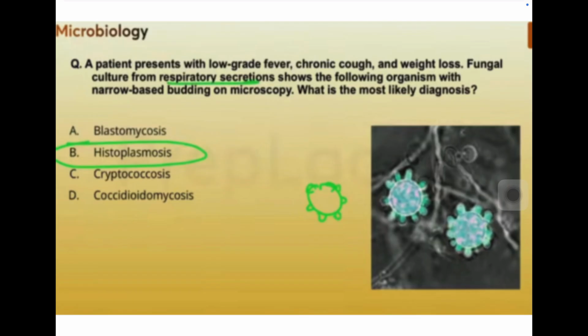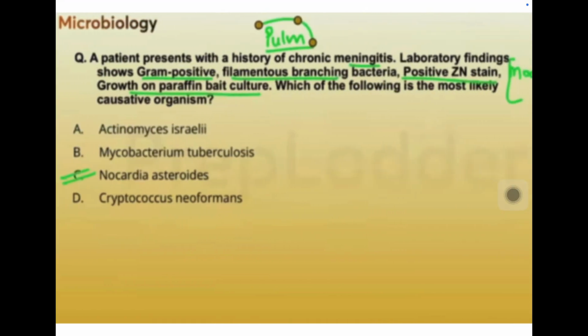A patient presents with low-grade fever, chronic cough, and weight loss. Fungal culture of respiratory secretions shows the following organism, narrow base budding. What is the likely diagnosis? Histoplasmosis.